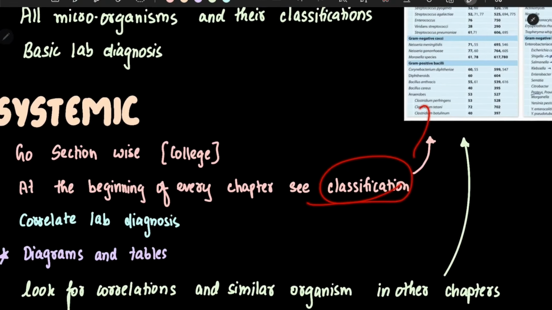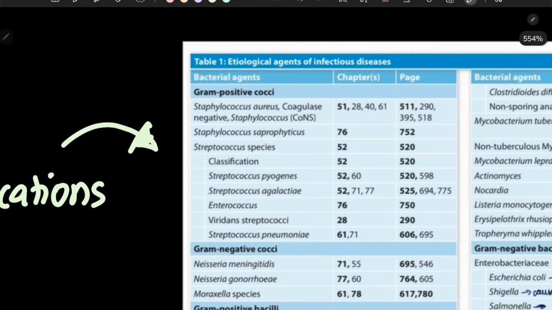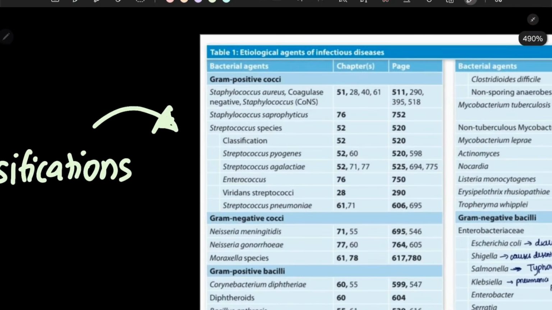Just look at the classification, and then let's say the next chapter in skin after staphylococcus is streptococcus. Now both of these are gram positive cocci. When you're done with both of these, correlate those lab diagnoses. Look at what is similar and what's different, so you can see what gram positive cocci in general have in their lab diagnosis, and for staphylococcus specifically what are the different tests.